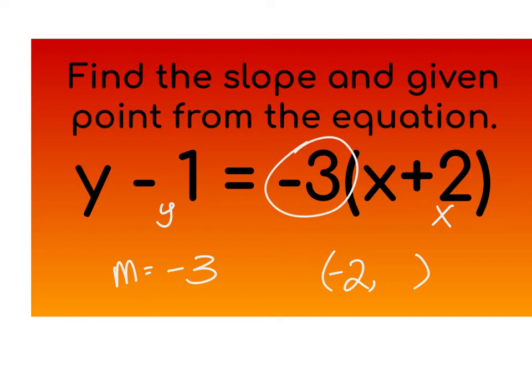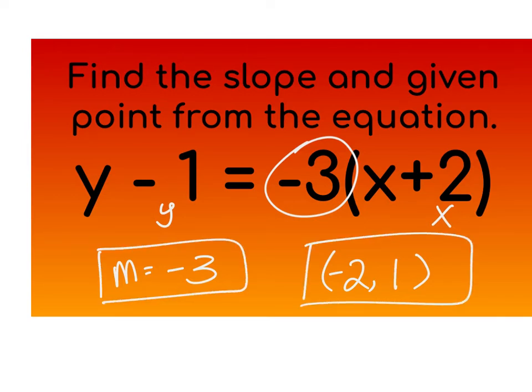Same thing with the y. The y in the equation is a -1. When you take it out, it becomes a +1. So this would be our slope and the point from that equation.